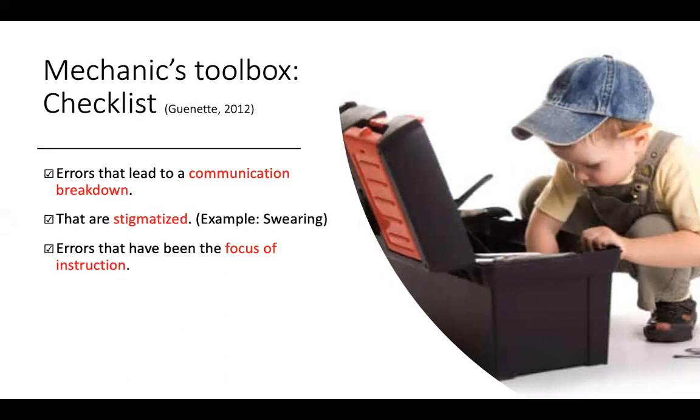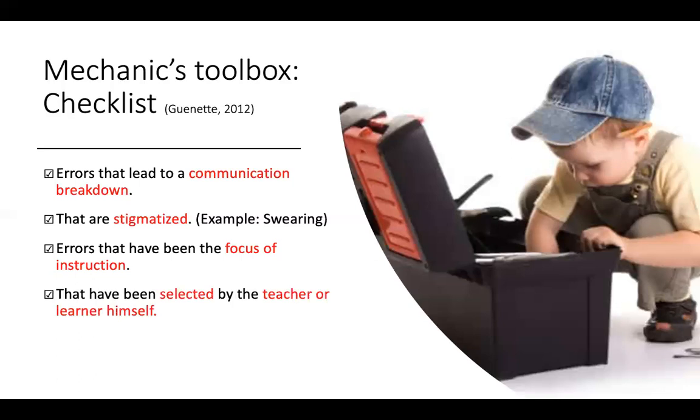The third area to focus on are errors that have been the focus of instruction. If the students are making the same mistakes even after you've taught them, then the lesson obviously didn't sink in. Get the students to notice the mistake. Again, explain why it's a mistake and correct it.